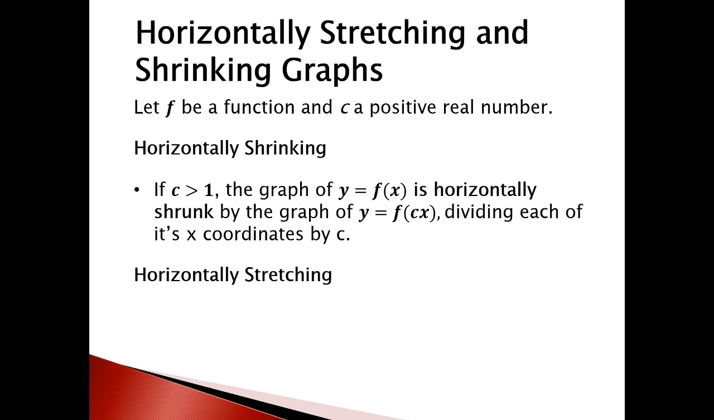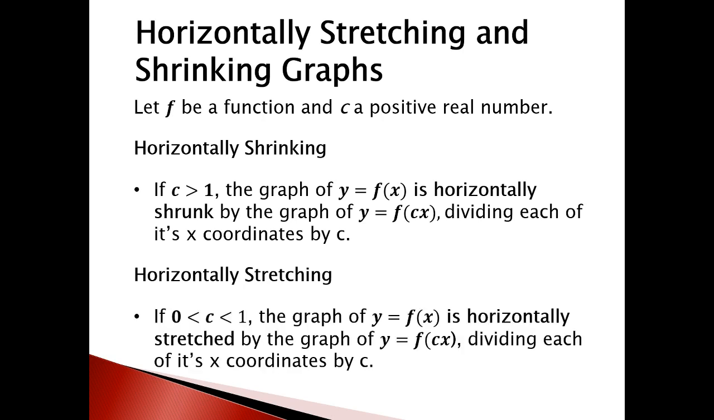Next, horizontally stretching. If this constant is in between 0 and 1, the graph of y equals f of x is horizontally stretched to the graph of y equals f of c times x, dividing each of its x coordinates by c. Since c is in between 0 and 1, dividing by c will be the same as multiplying by the reciprocal of c.